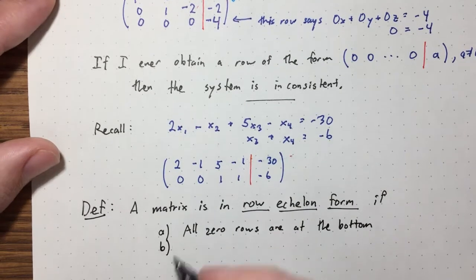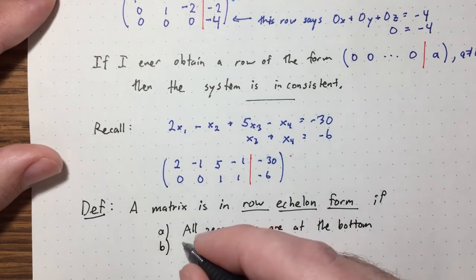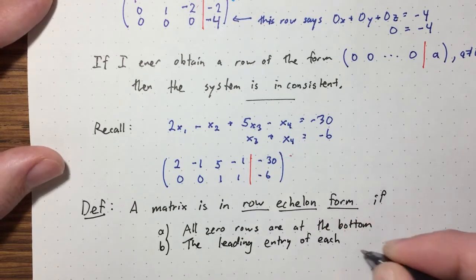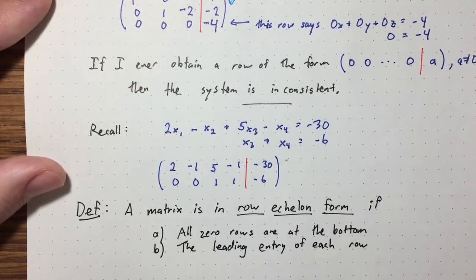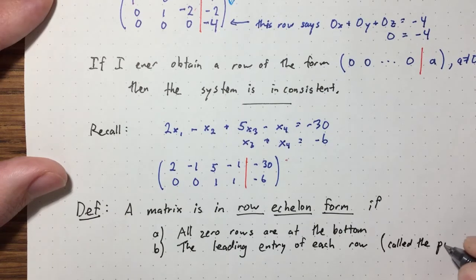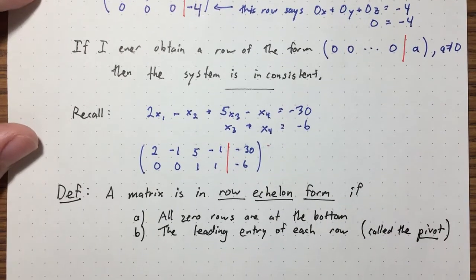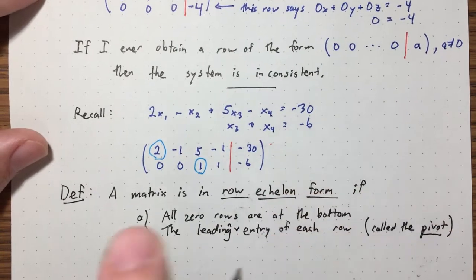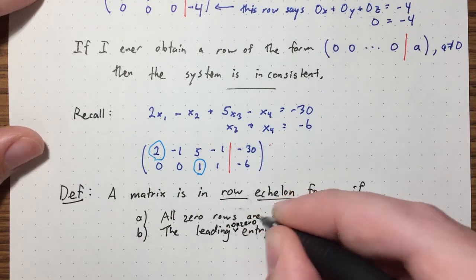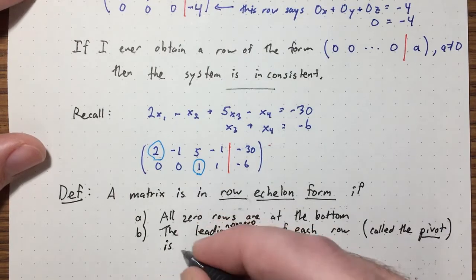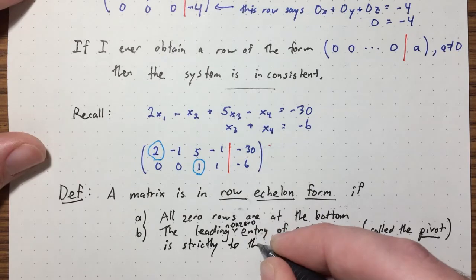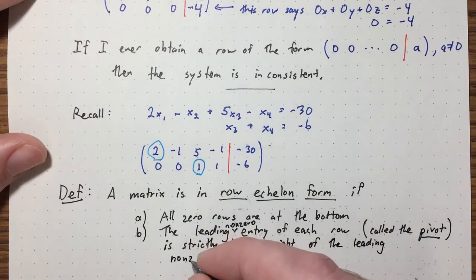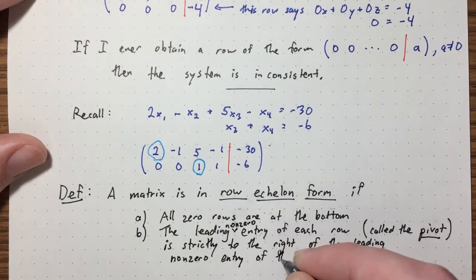And then that way we can say, in order to be in row echelon form, we need the leading entry of each row. There's a name for the leading entry of each row. It's called the pivot. That's the leading entry of each row. So I'm going to circle those in this example. The leading non-zero entry, very important, because technically that would be the leading entry. So the leading non-zero entry of each row is strictly to the right of the leading non-zero entry of the row above.